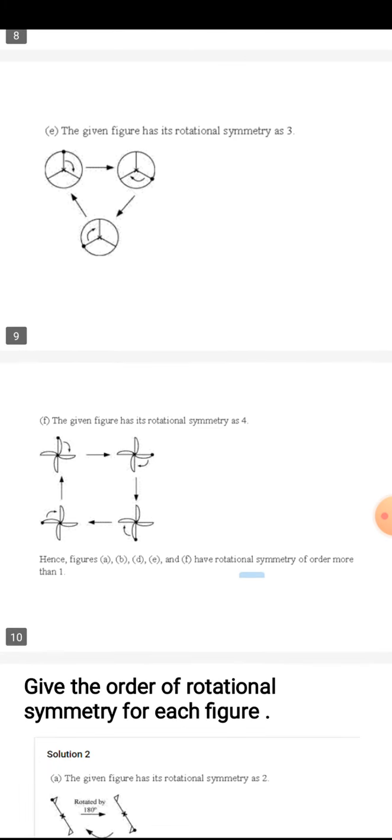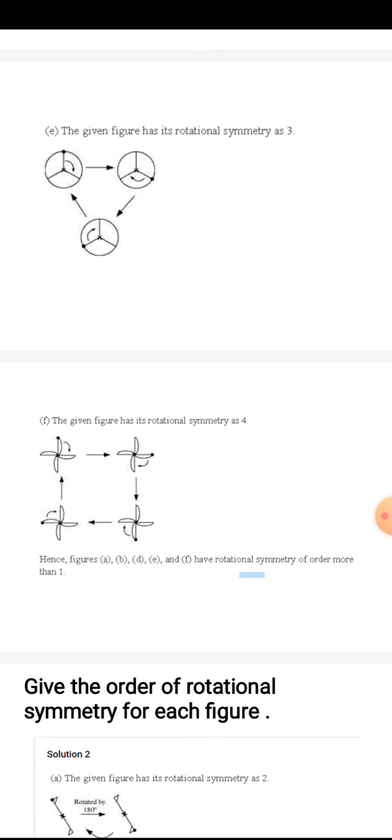Now, look at the F part. It looks like a windmill. Am I right? Yeah, 4 blades were given. If you rotate 90 degrees, it looks the same. If you rotate 180 degrees, it also looks the same. If you rotate 270 degrees, it also looks the same. If you rotate 360 degrees, it also looks the same. Therefore, the order of rotational symmetry for the given figure is 4.